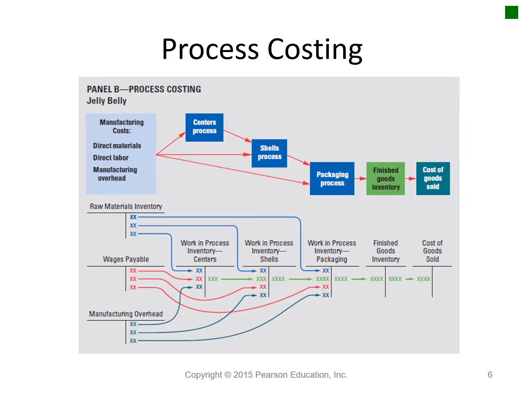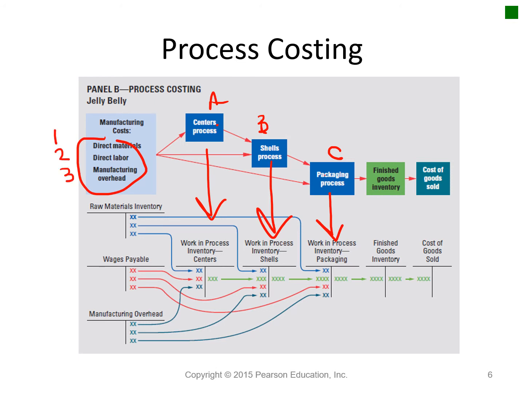And again, if you just look down below, it's the same 3 product costs. And notice in this case, they've got all their different departments. This could be Department A, that could be Department B, that could be Department C, for example. But you'll notice the idea here is that you essentially have multiple work in process departments. You still have your 3 product costs. That's not going to change.